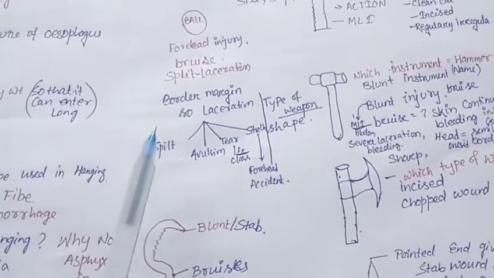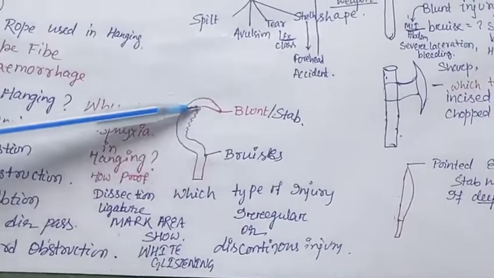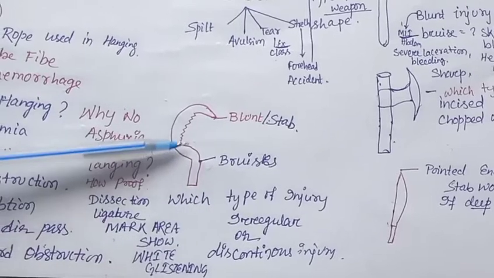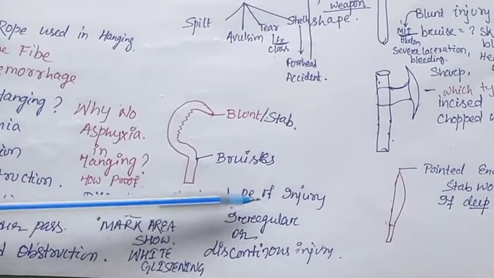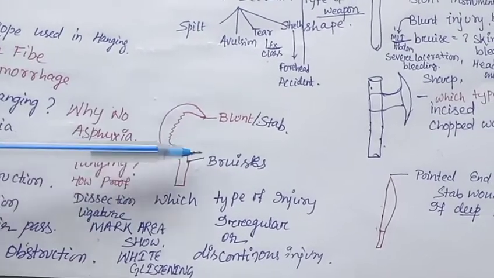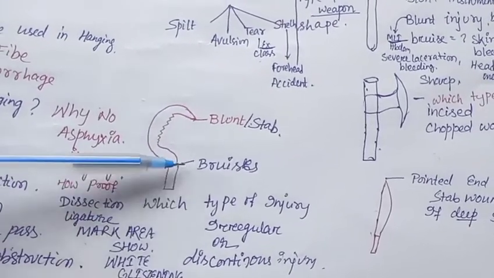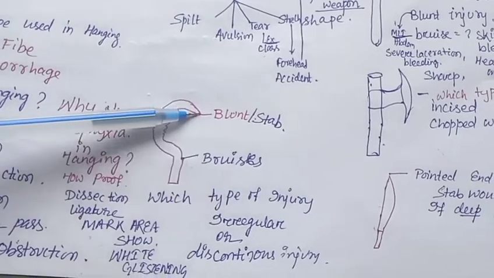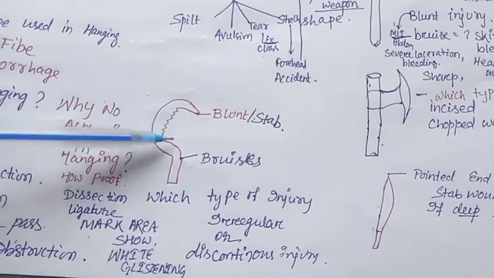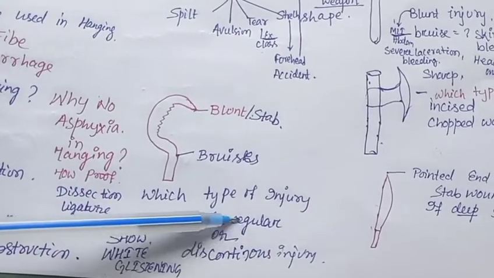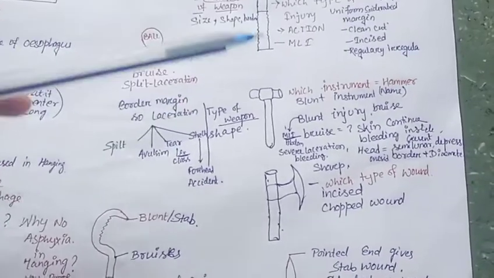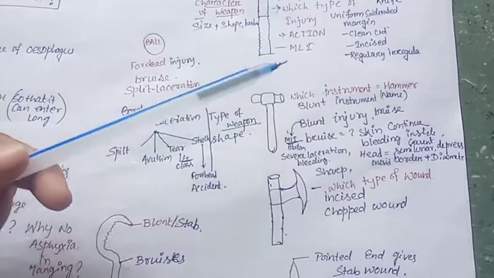Okay, then we go to the last instrument. Which type of injury does it produce? It produces an irregular injury. Why? Because this part is attached to the skin, then it becomes irregular, then again it attaches. So this part gives a bruise, this part produces a stab because it is pointed, then this part is discontinuous, that's why it produces a discontinuous or irregular type of injury. So this is important regarding weapons and their injuries.